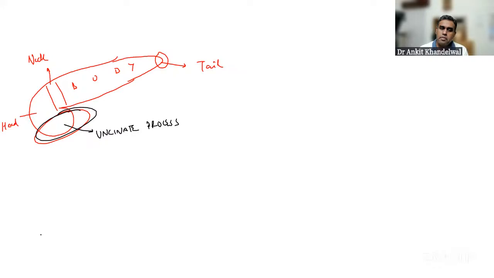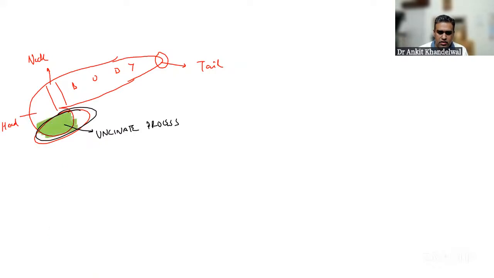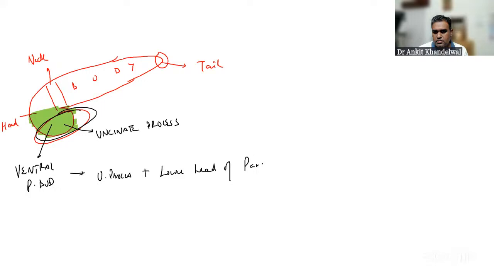This you should know. Let us use a simple highlighter over here, and we will understand it better. This uncinate process and the lower part of the head of pancreas, only this part is coming from the ventral pancreatic bud. So the ventral pancreatic bud gives rise to, let me write, the uncinate process and the lower part of the head of pancreas. The rest of the pancreas is basically coming from the dorsal pancreatic bud.